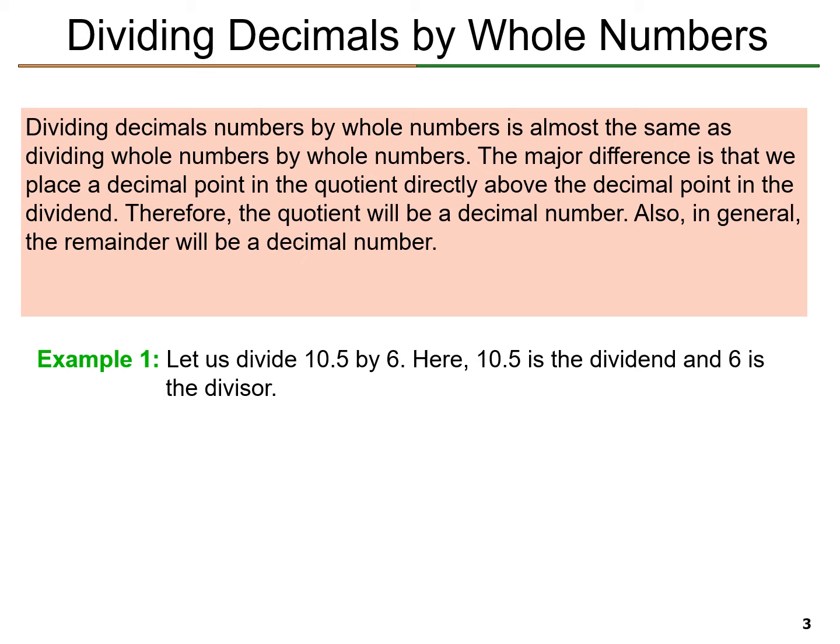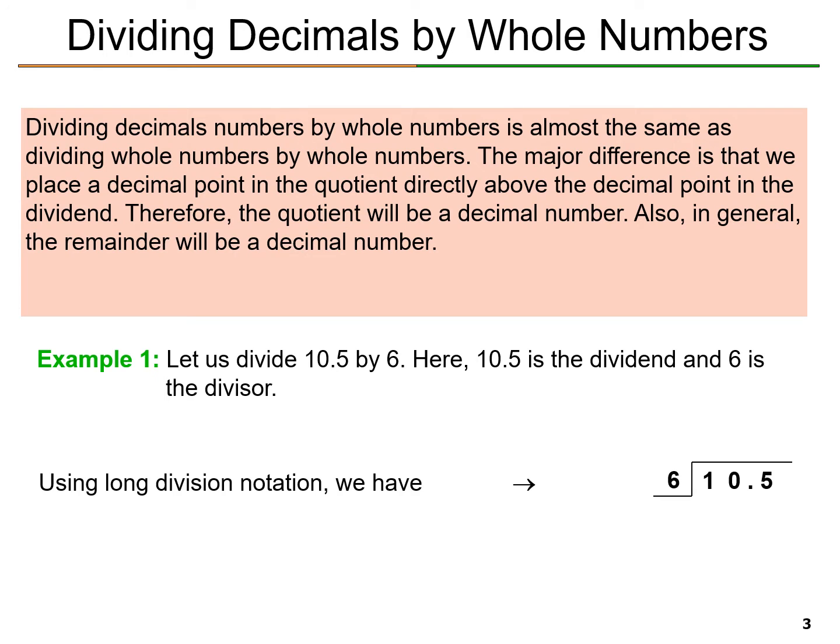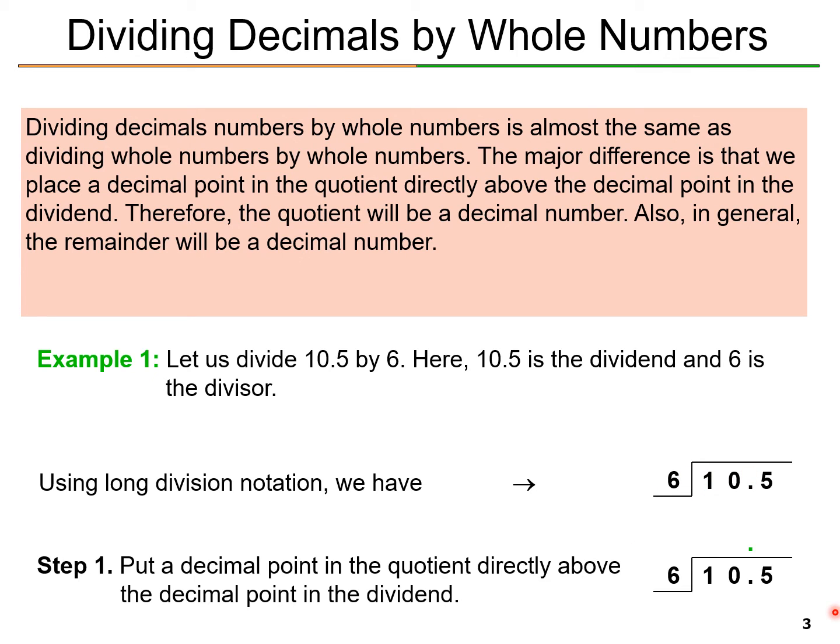In example 1, let us divide 10.5, which is a decimal number, by 6, which is a whole number. Here, 10.5 is the dividend and 6 is the divisor. So this is what the problem looks like using long division notation. Step 1, we put a decimal point in the quotient directly above the decimal point in the dividend. So we put the decimal point in the quotient right here.